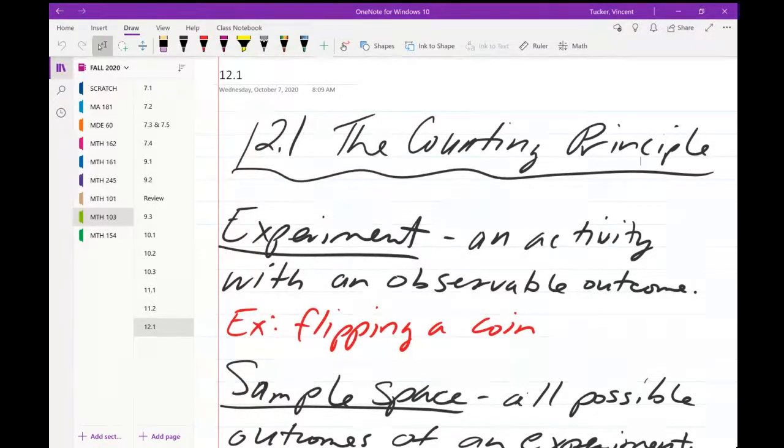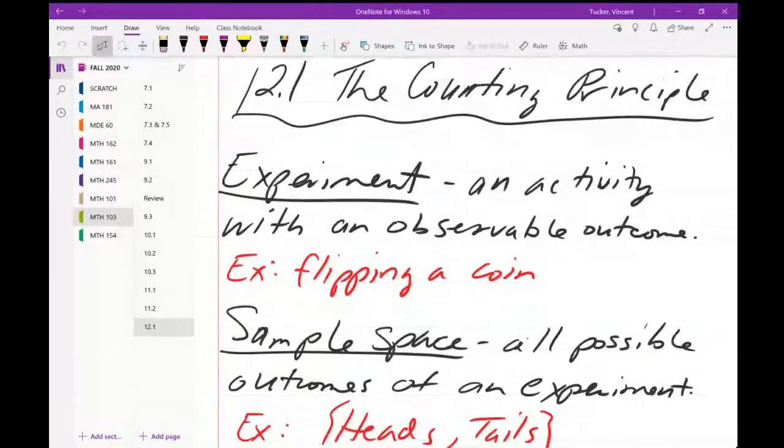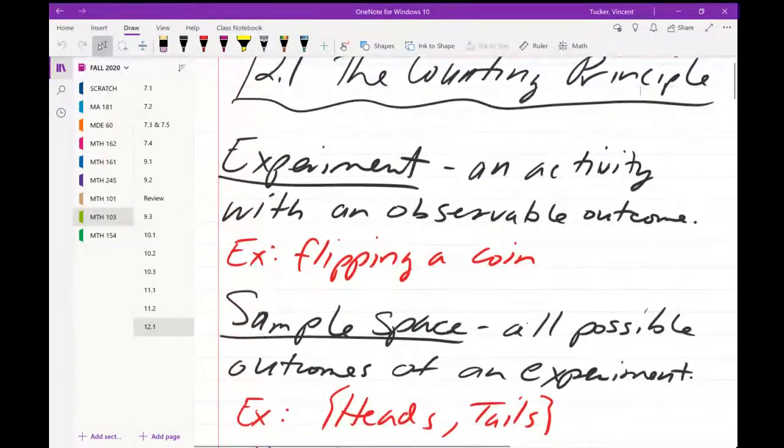All right, so 12.1, the counting principle. First thing it starts off with is an experiment. An experiment is an activity with an observable outcome. An example of that is flipping a coin.